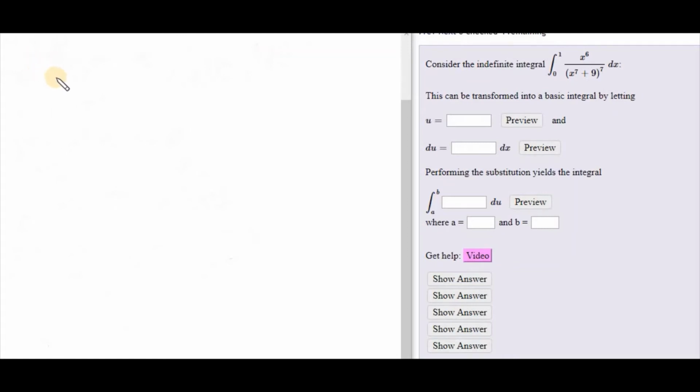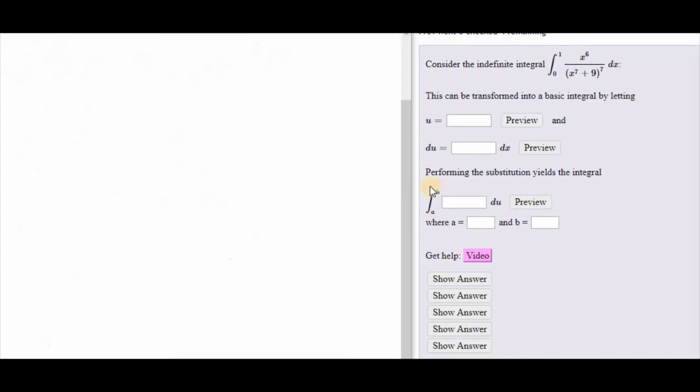Hello, this is question number 11, homework number 16. Consider the definite integral from 0 to 1 of x to the 6th power over (x to the 7th plus 9) all to the 7th power dx. This question wants you to find the integration using the substitution method. It breaks down the steps for you in order to figure that out.